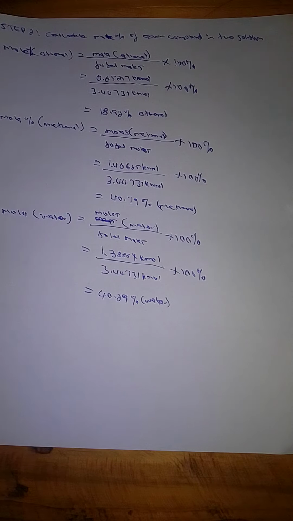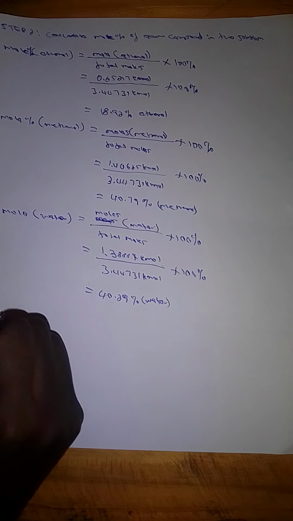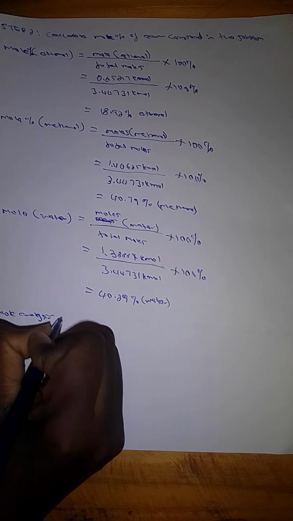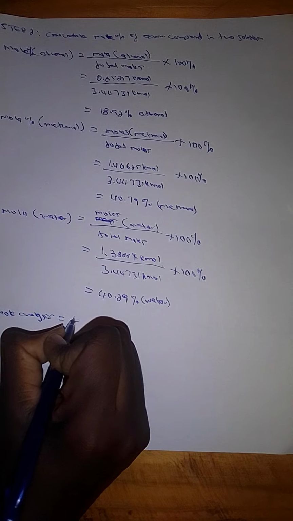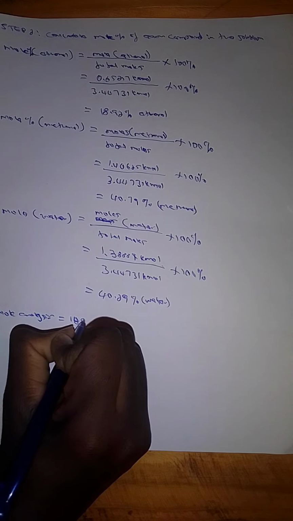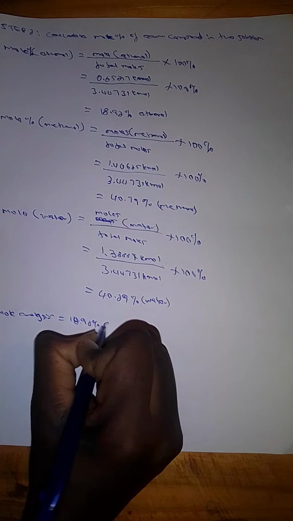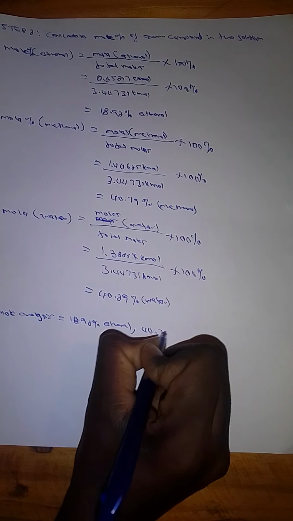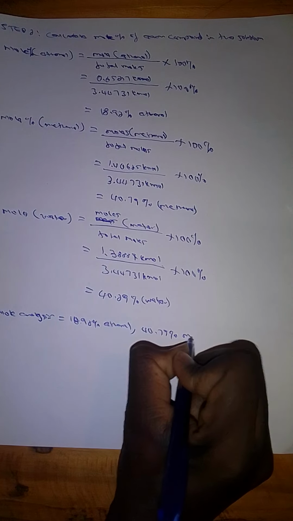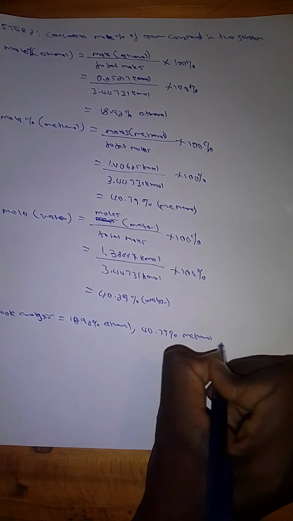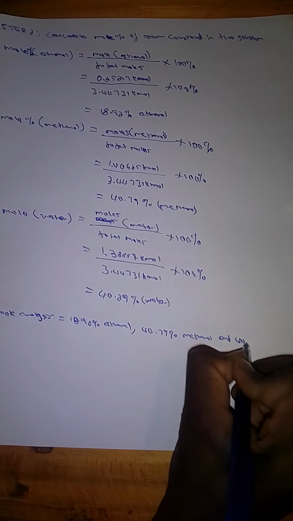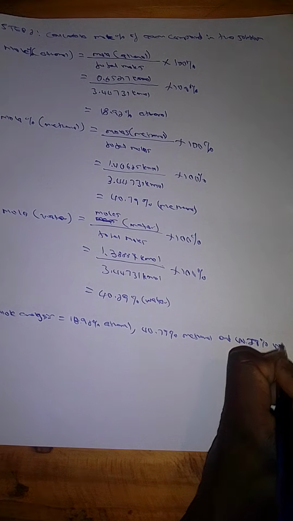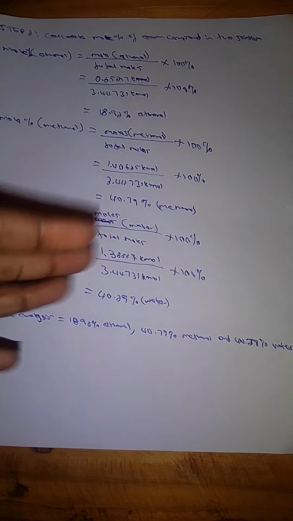So now this is our analysis. Let me just rewrite it: the mole analysis equals 18.92% ethanol, 40.79% methanol, and 40.29% water. So yeah, that is our analysis.